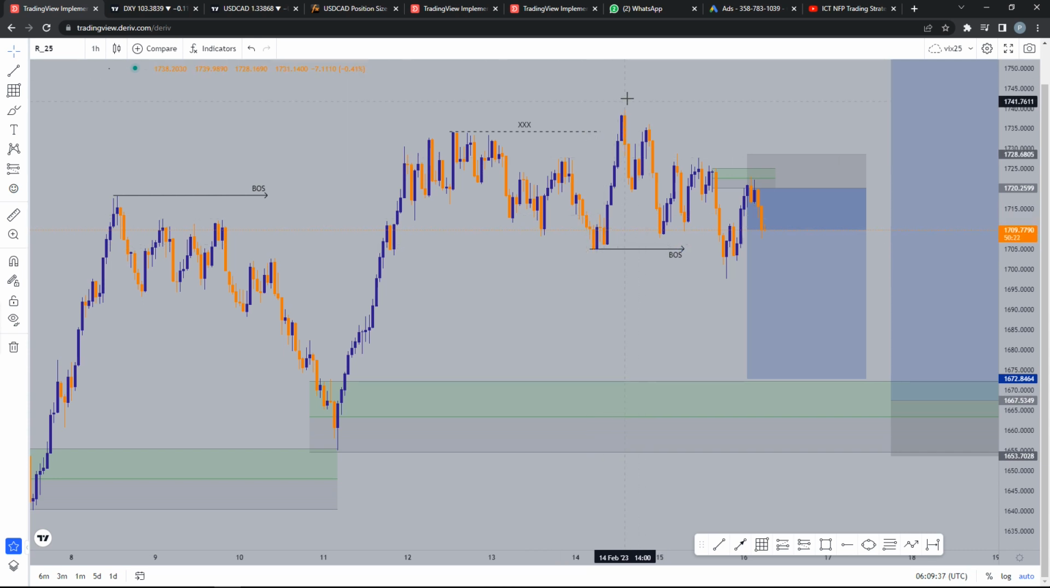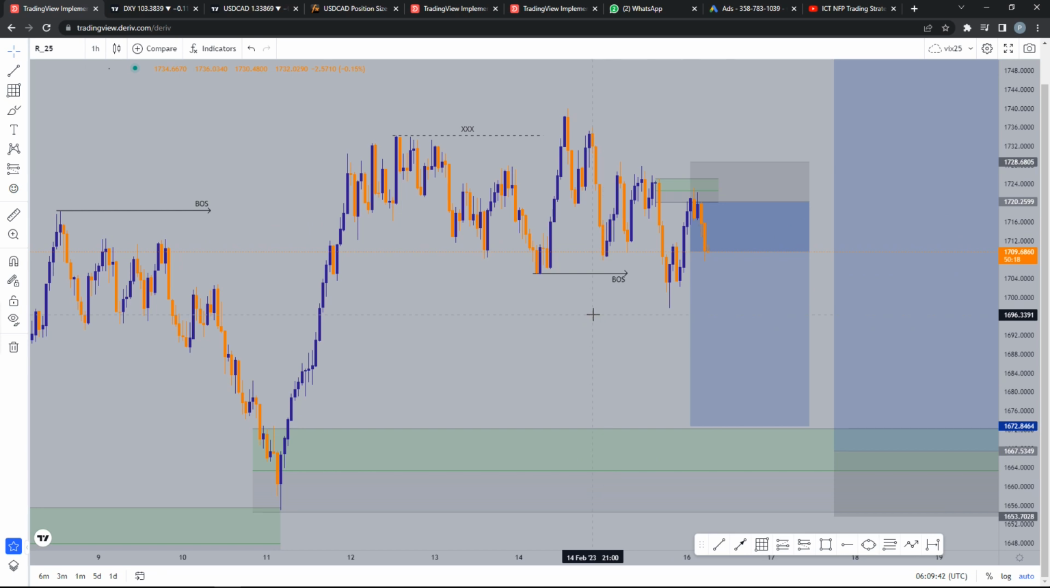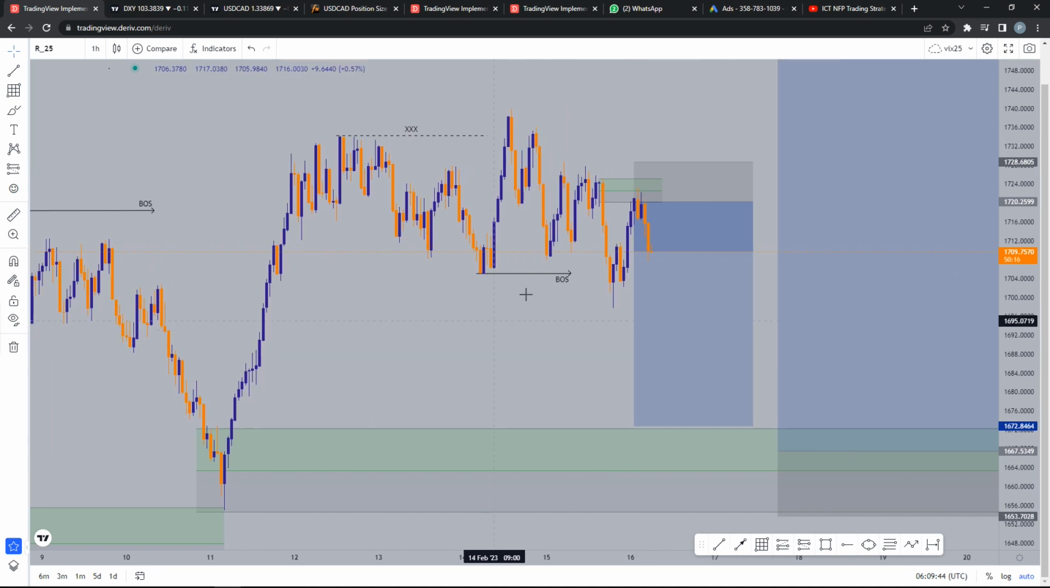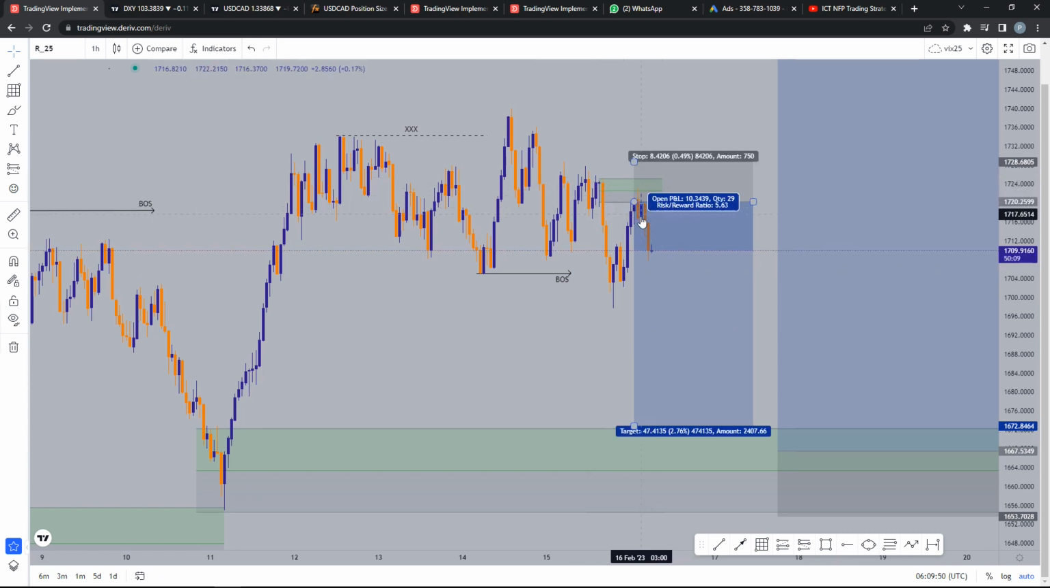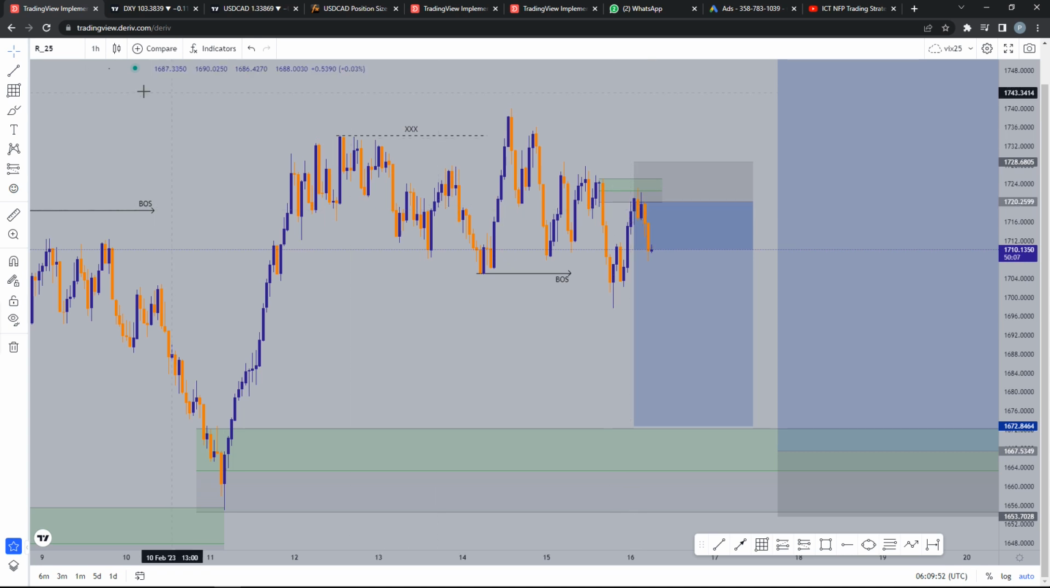This was the low that caused this high. Price took out the low at this point, so there was a break of structure. Some people will call it change of character or whatsoever, but I call all of them break of structure. So I saw this demand zone here, and then I got my entry exactly from there.